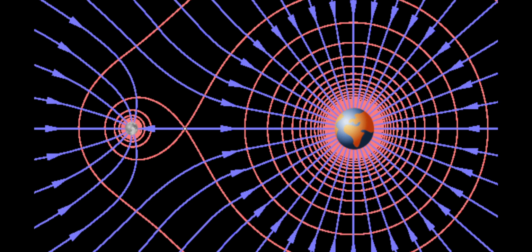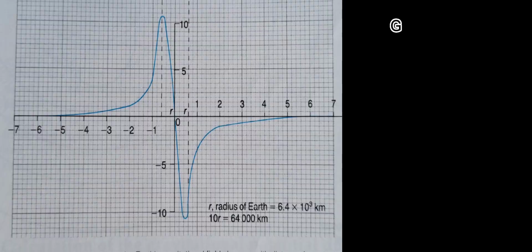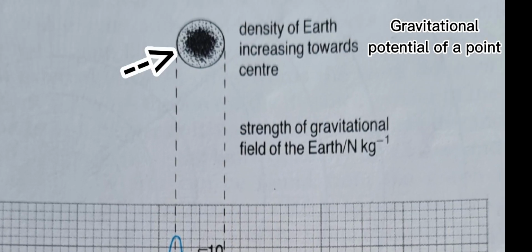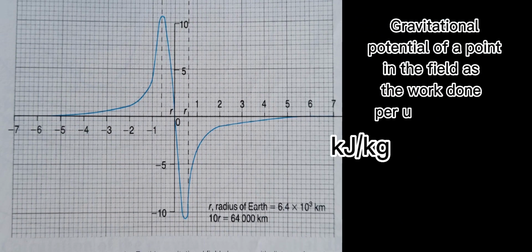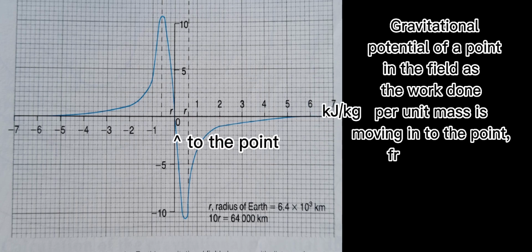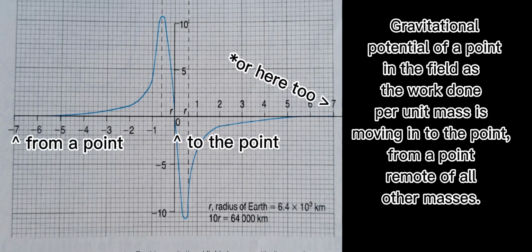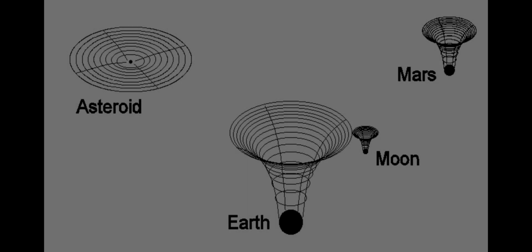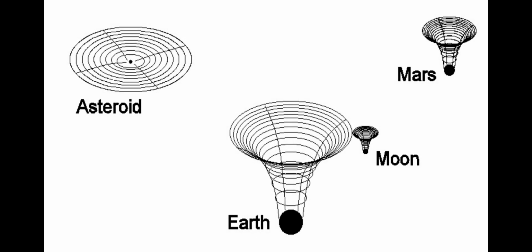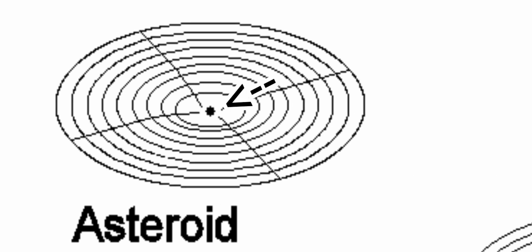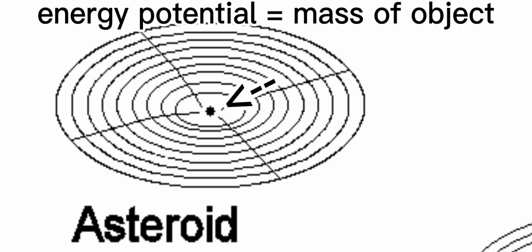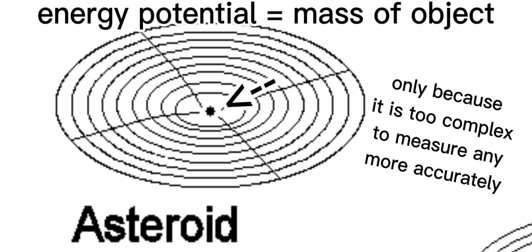In this case we define the gravitational potential of a point in the field as the work done on unit mass in moving it to the point from a point remote from all other masses. In very simplified terms, the gravitational potential of a point is equal to the potential energy that a unit mass would have at that point. Just as a force can be calculated from the gradient of potential energy, a field can be calculated from the gradient of potential.